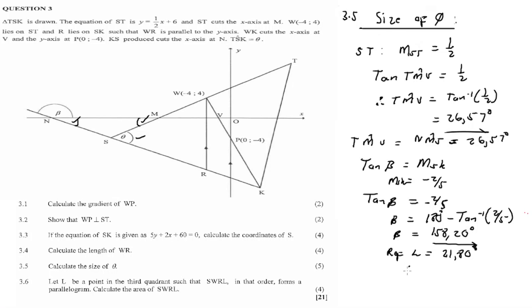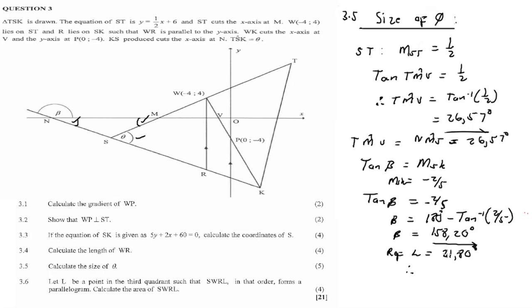21.80. So therefore we say this reference angle is equal to this angle SNM. Why? Because this angle is an angle on a straight line, and then we subtract the angle beta from 180 in order to get SNM, basically the reference angle.